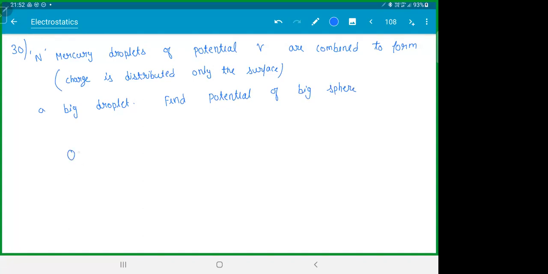So basically you have small identical mercury spheres. Each has potential V. Like that we have n of them. When you combine them, you get one big sphere. So what is this potential? Is my question clear?